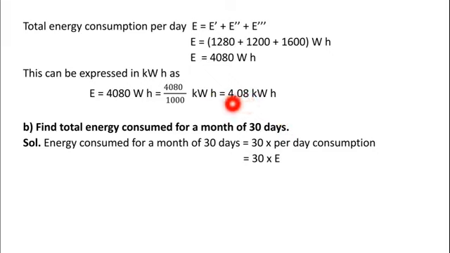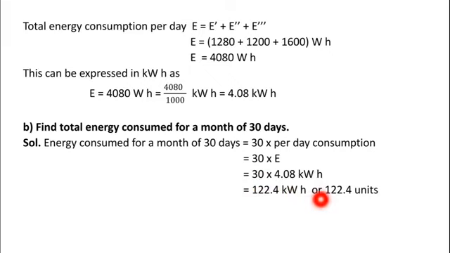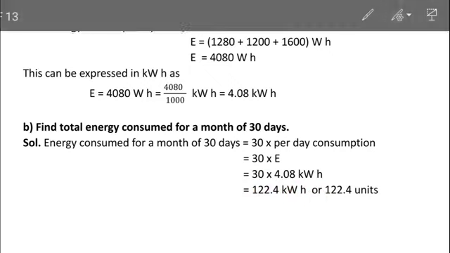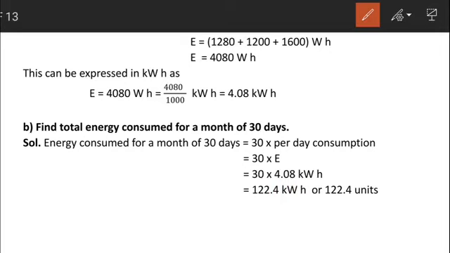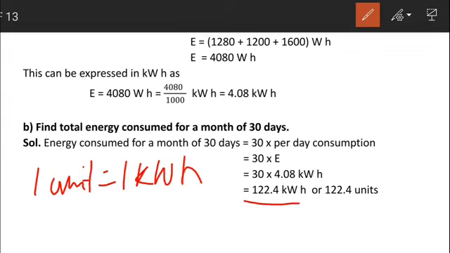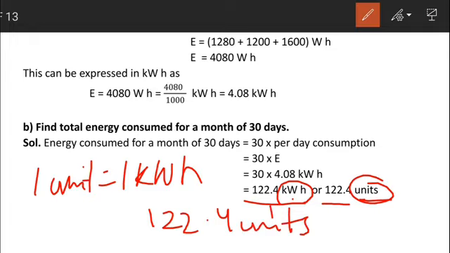Now the value of E is 4.08 kilowatt hour. So we can put here 30 into 4.08 kilowatt hour. So it comes out to be 122.4 kilowatt hour. And we know that in electricity bill, 1 unit means 1 kilowatt hour. So 122.4 kilowatt hour means 122.4 units. In place of kilowatt hour, we can write units. It means there is a consumption of 122.4 units per month.